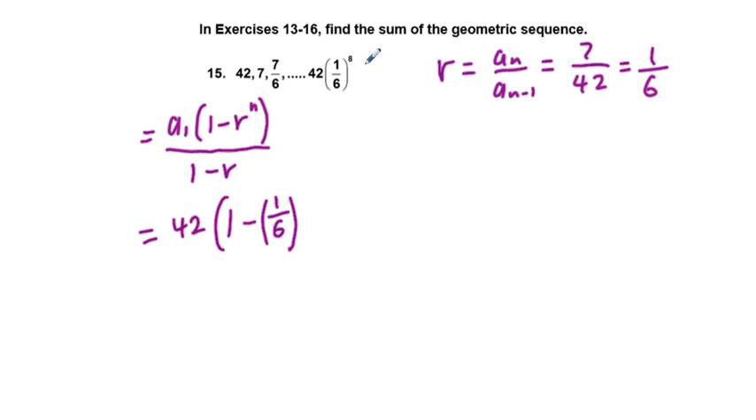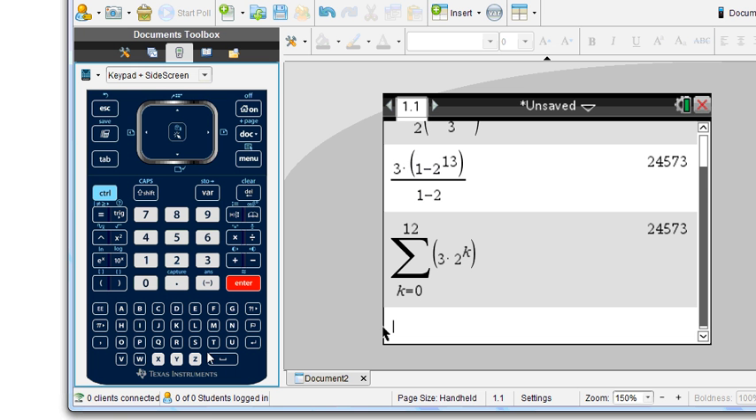So the power of, well, here we have 8. Well, we're going to have to go 9 times, because 42 is going to be times 1/6 to the power of 0. And so we're going to make this to the 9th power up here, and put that in parentheses. And then below we have 1 minus 1/6. So let's go to our calculator and put that in.